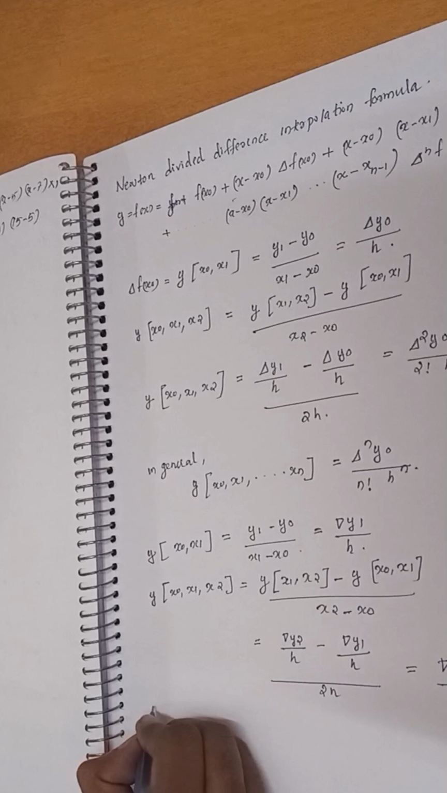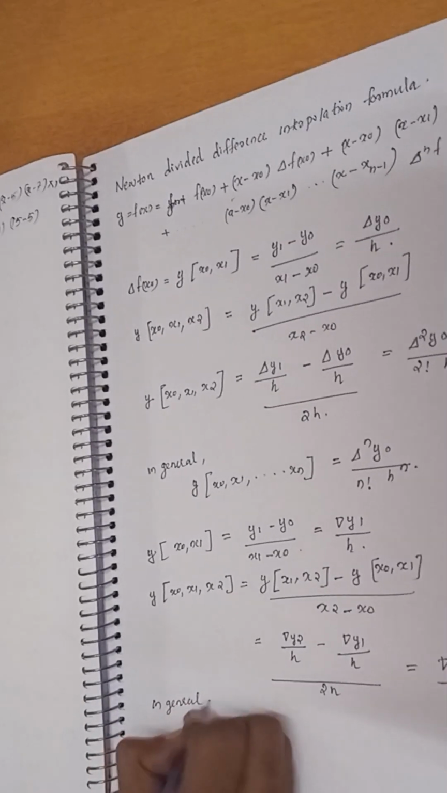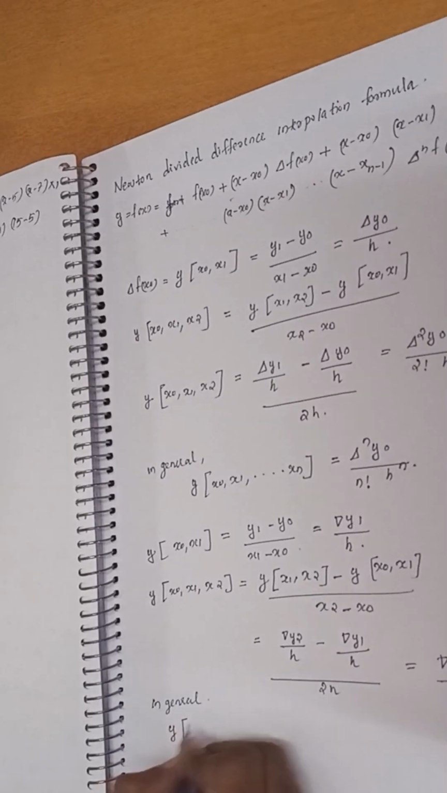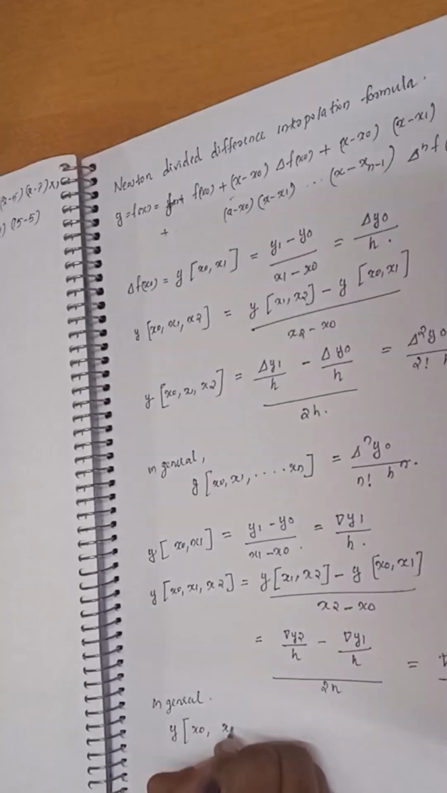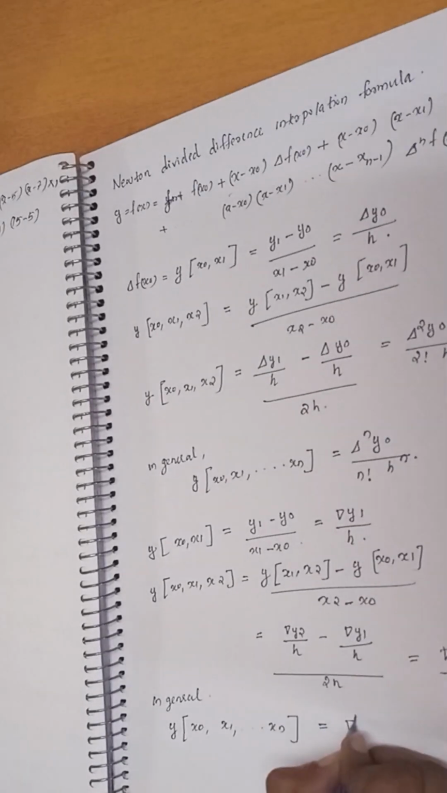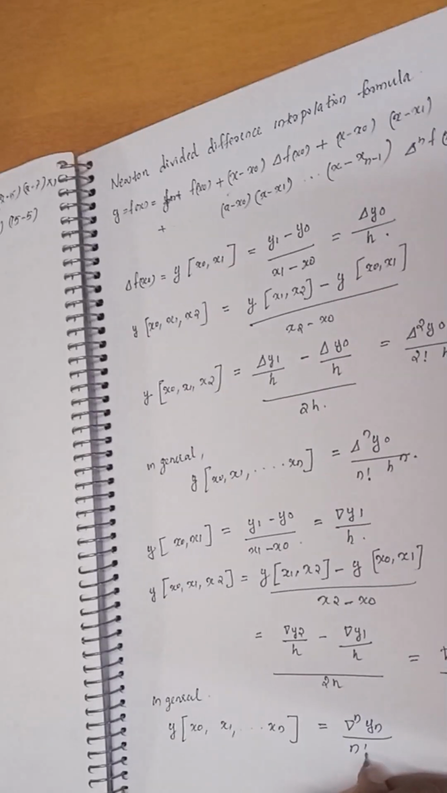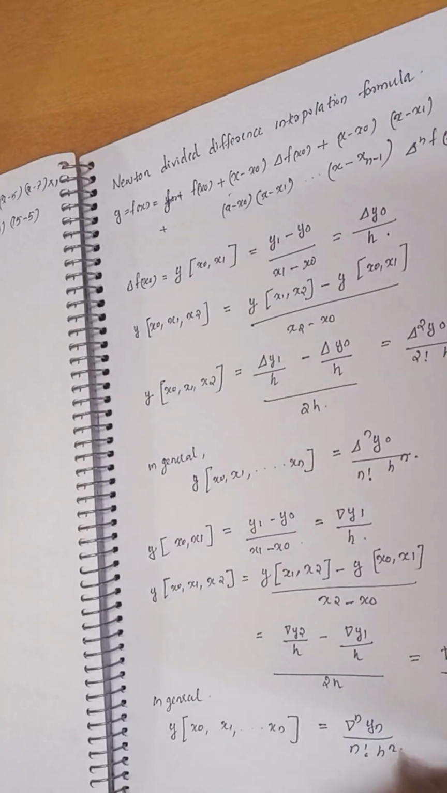So, in general we can write that y of x0 comma x1 etc. xn is equal to nabla raised to n yn divided by n factorial h raised to n.